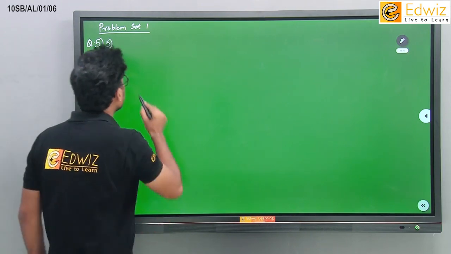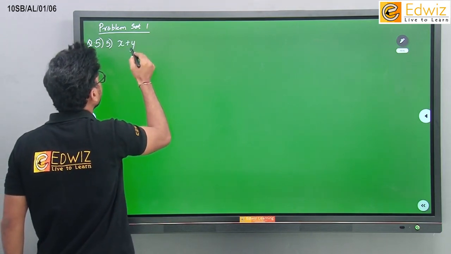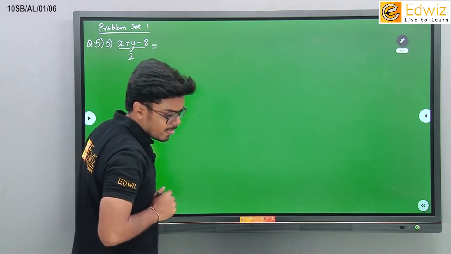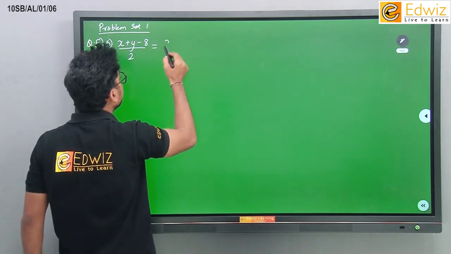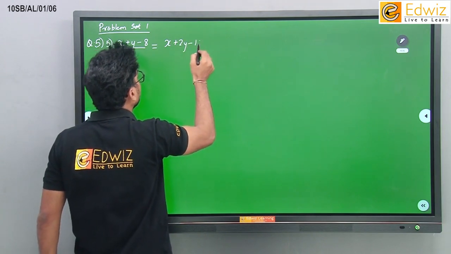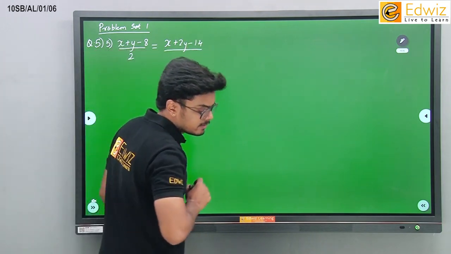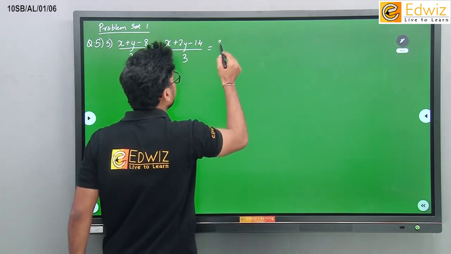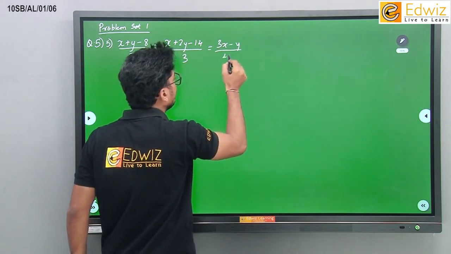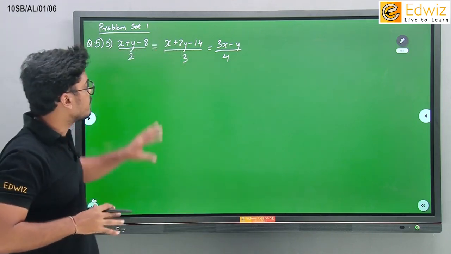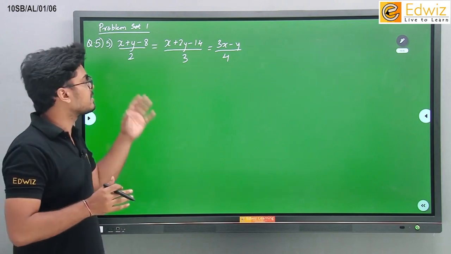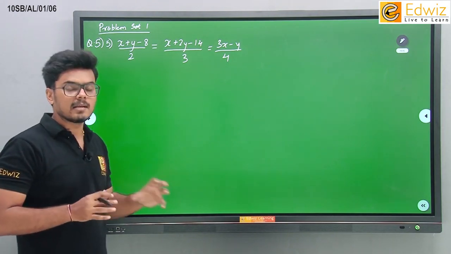The question is (x plus y minus 8) divided by 2 equals (x plus 2y minus 14) divided by 3 equals (3x minus y) upon 4. Correct? This is our question. We have to find the value of x and y. Now here we are not given two separate equations, but we can easily derive them.